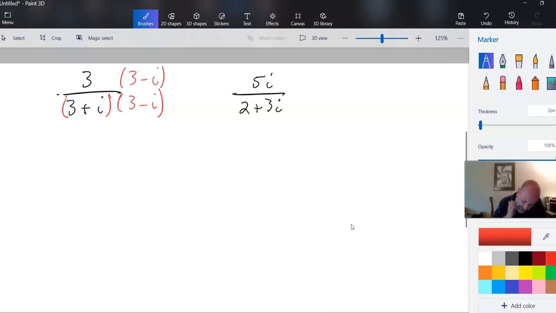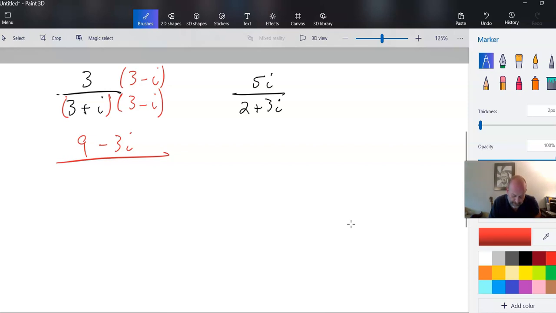Right? I'll just change the sign between them. And then we'll go from there. So in the numerator, I can distribute. I'll get 9 minus 3i. Oh, that looks beautiful. Now, the denominator, we're multiplying the difference of squares. We just saw a shortcut to multiplying complex numbers. All I have to do is square the first term and then square the second term and add them together.